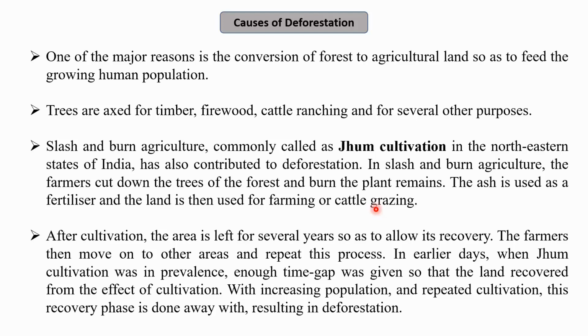Techniques like slash and burn agriculture, which is also called jhum cultivation in the northeastern states of India, have contributed to deforestation. Basically, in slash and burn agriculture, the farmers cut down the trees of the forest and burn the plant remains. Now the ash is used as a fertilizer and the land is then used for farming or cattle grazing. After cultivation, the area is left for several years so as to allow its recovery. The farmer then moves on to other areas and repeats this process. In earlier days when it was in prevalence, enough time gap was given to the land to recover from the effect of cultivation.